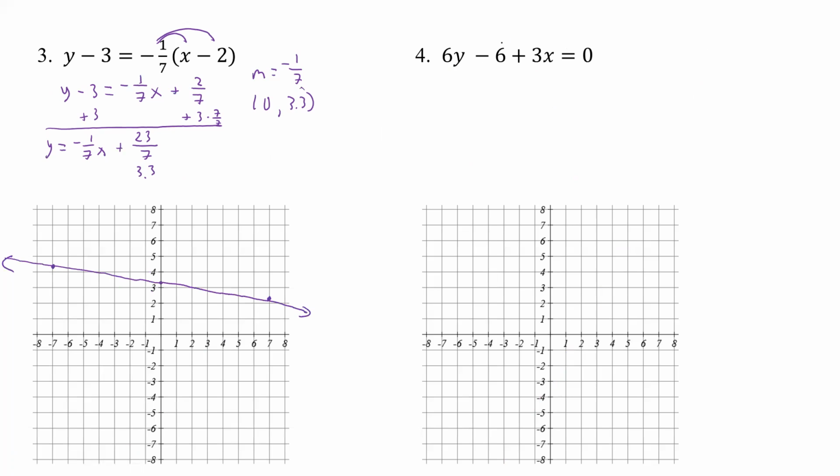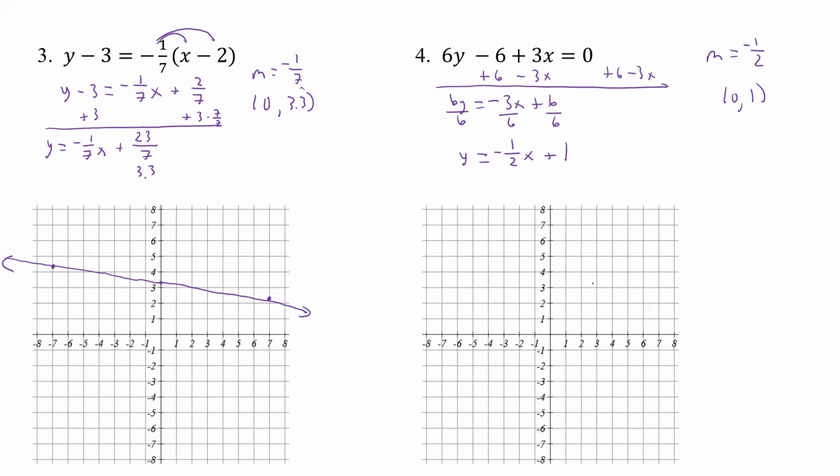All right, what about this? Well, here we have the y, we have a number, and we have an x. So let's get rid of the 6 and the x. And so when we do that, we get 6y equals negative 3x plus 6, divide by 6, divide by 6, divide by 6. So y equals negative 1/2 x plus 1. So we're back to a nice whole number again. And so our slope is negative 1/2, so it's going to go down and to the right. And our intercept is 0, 1.